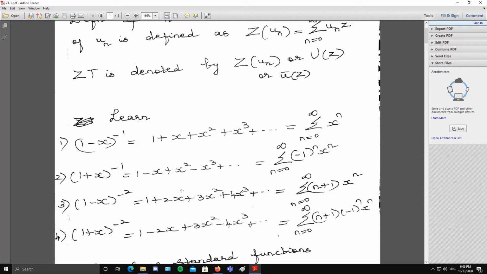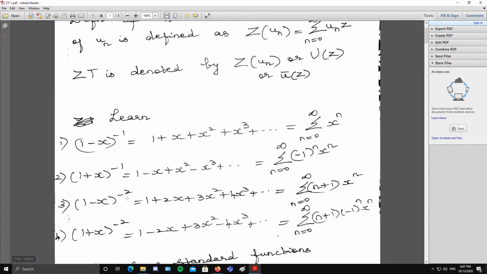Before getting into the transform of standard functions, you should remember these standard series. (1 minus x) inverse is 1 plus x plus x square plus x cube plus etc., equals summation x^n, where n equals 0 to infinity. (1 plus x) inverse is 1 minus x plus x square minus x cube plus etc., equals, replace x by minus x, summation (-1)^n x^n.